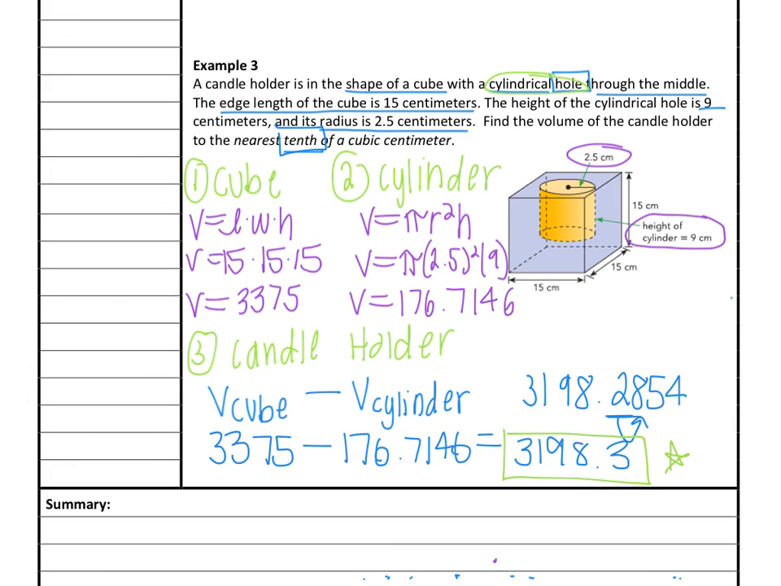So composite solids, again, it all depends on what your shape is. Are you adding shapes together? Are you subtracting shapes? And if you're ever unsure, call Miss Griffin or myself over, but try and use the context of the problem and the key words to help you figure that out.